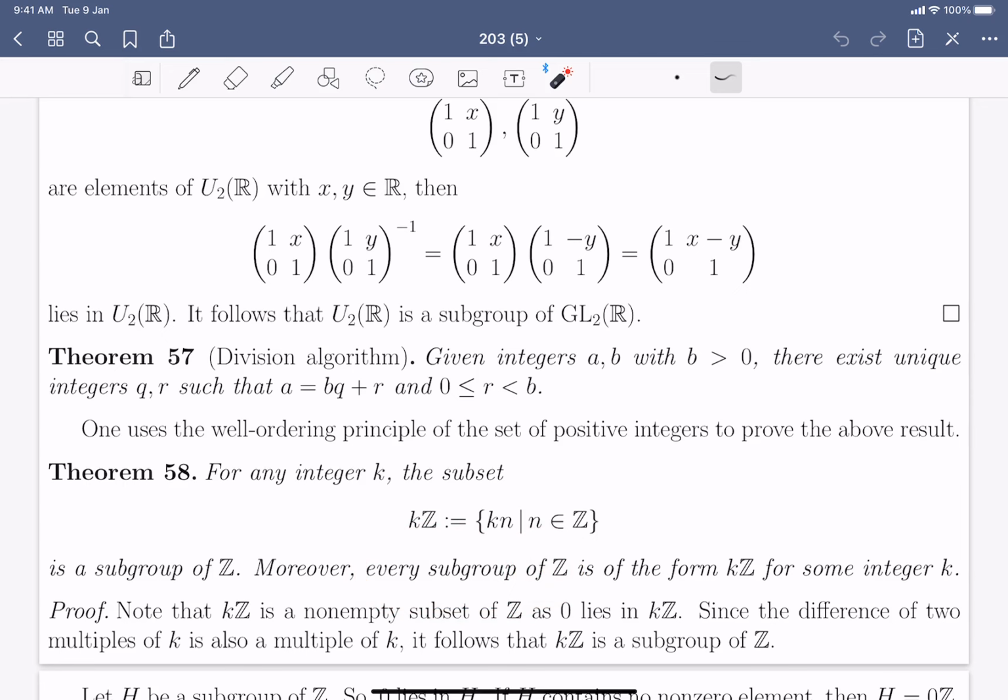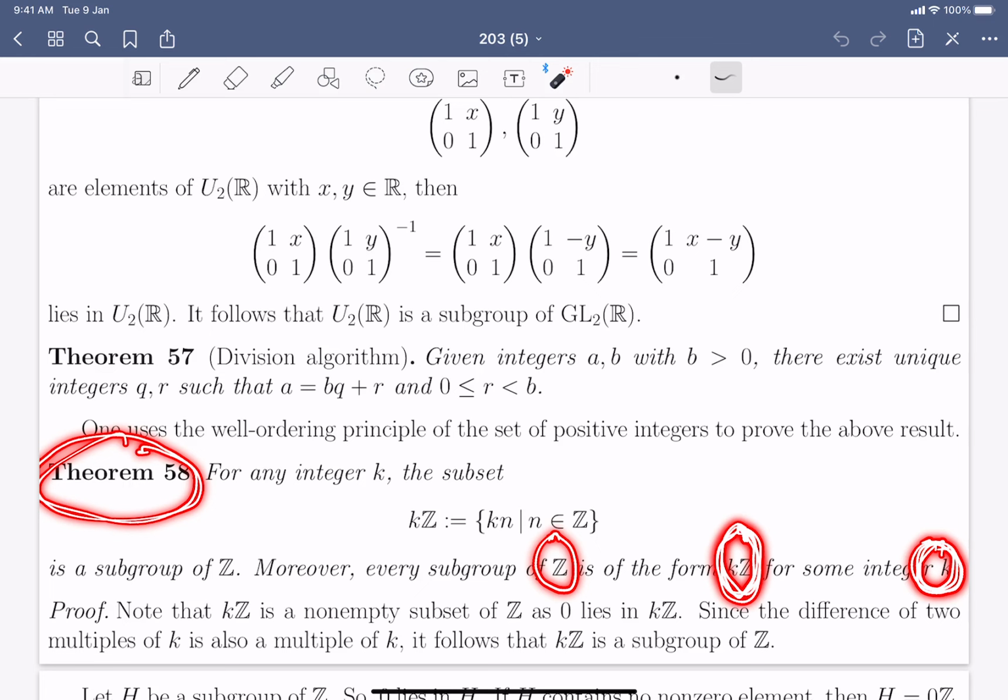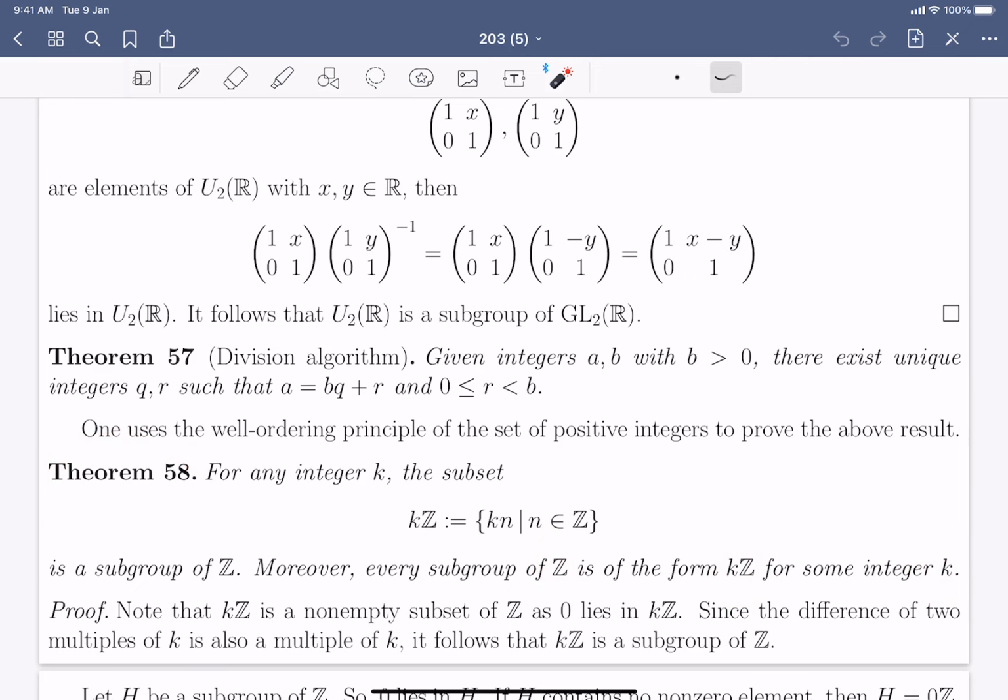Earlier, we have seen that the subsets of Z of the form kZ, that is the subsets of Z consisting of the integral multiples of a given integer k, form a subgroup of Z. The aim of this theorem was to indicate that these are precisely all the subgroups of Z, as k varies over various integers.